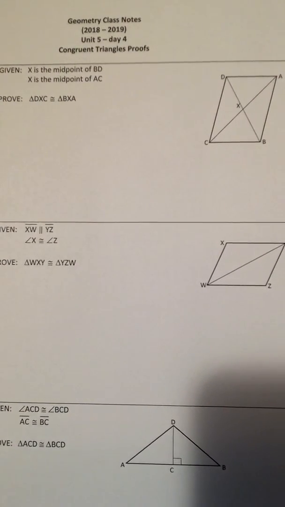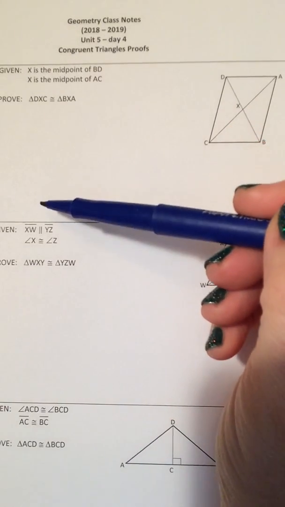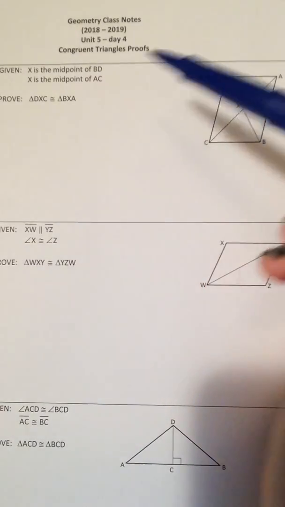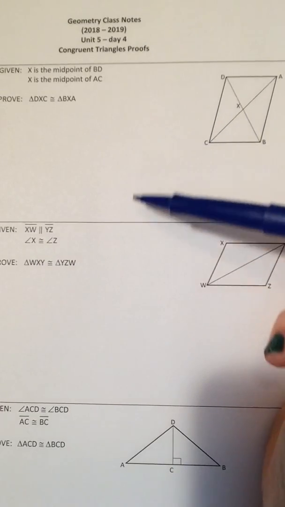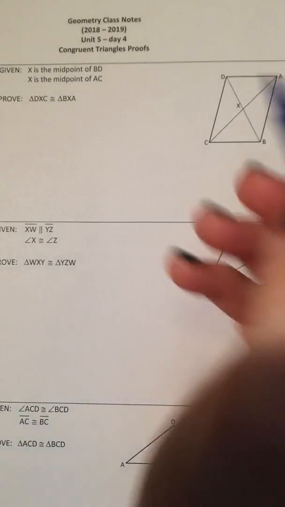For this first example, we're trying to prove that triangle DXC is congruent to triangle BXA. What we're going to do is something called a two-column proof. We're going to make a series of statements down the left-hand side, and then in the second column on the right-hand side, we're going to justify our answers. We're going to give the reason for the statement on the left.